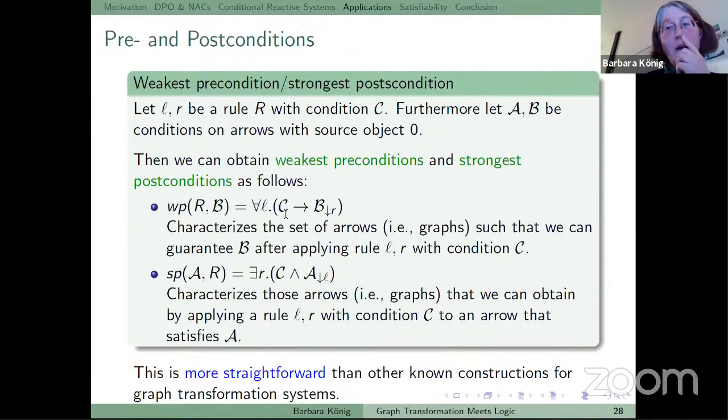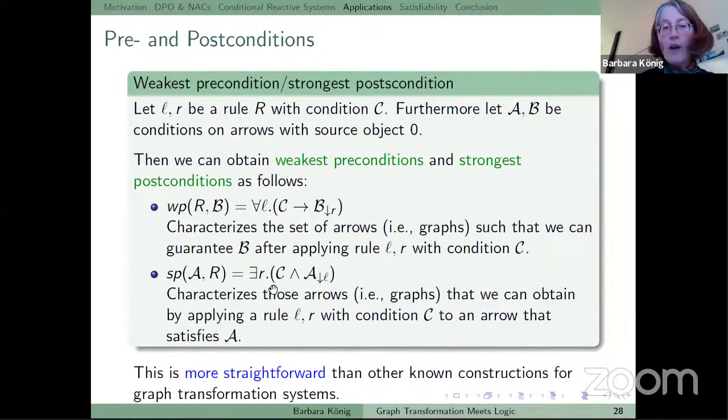So what you do is you say, okay, I need this here characterizes these arrows. It says, okay, whenever my arrow contains a left-hand side. If it doesn't contain a left-hand side, I don't have to do anything anyway. If it contains a left-hand side, so for all cases where I start with the left-hand side, and I satisfy the condition, so I can apply the rule, then what I get satisfies B if I would prefix it with R with the right-hand side. This is what this says. So I characterize the set of arrows or graphs such we can guarantee B after applying this rule with condition C.